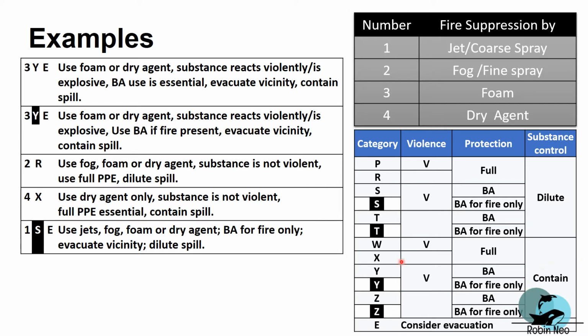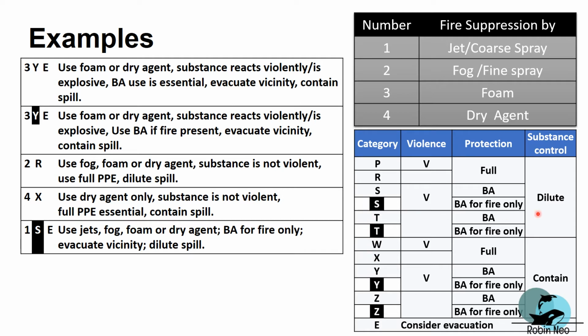For code 2R, we deduce use of fog, foam or dry agent, the substance is not violent, use full PPE, and dilute spill. Now let's see. For X, it says, use dry agent only. The substance is not violent, full PPE is essential, and contain the spill. Can you now deduce code 1SE? Will it say use jets, fog, foam or dry agent? Breathing apparatus is required for fire only, evacuation is also needed and dilute the runaway chemical.